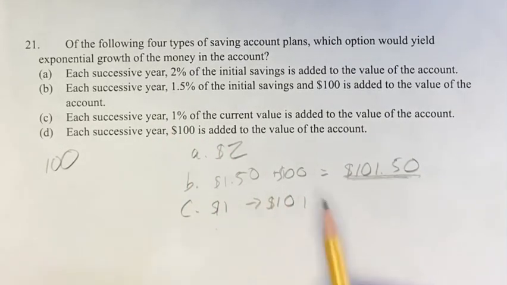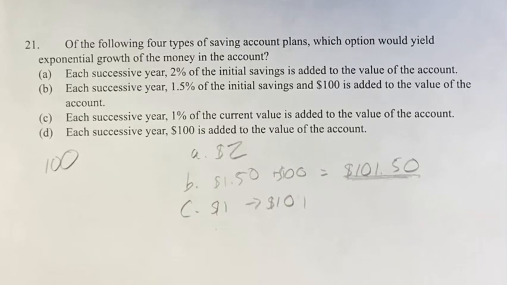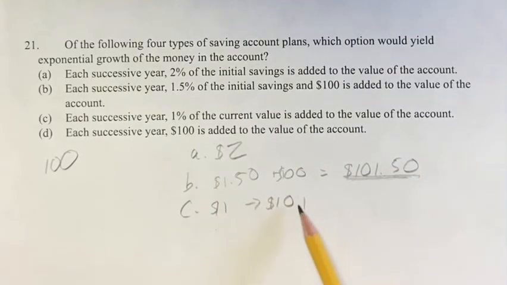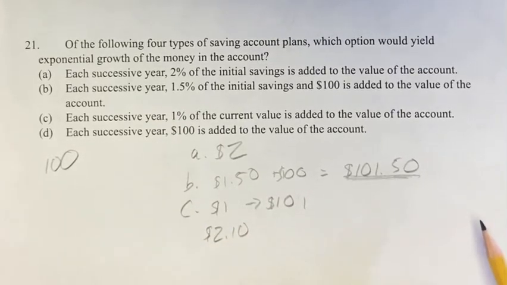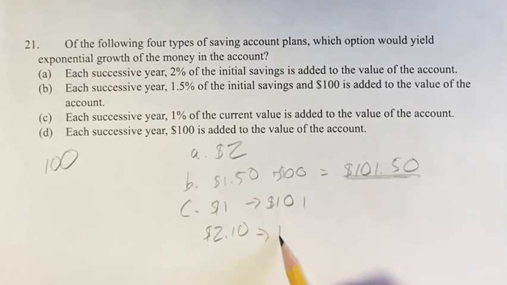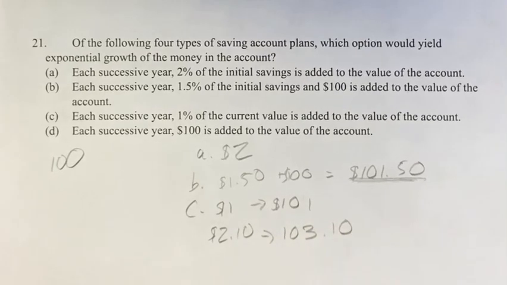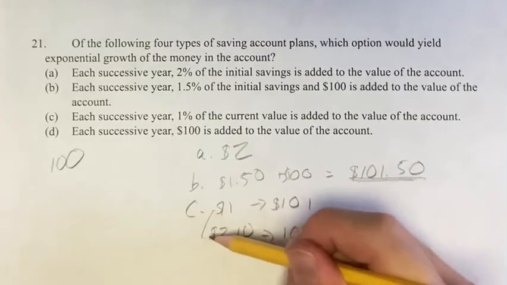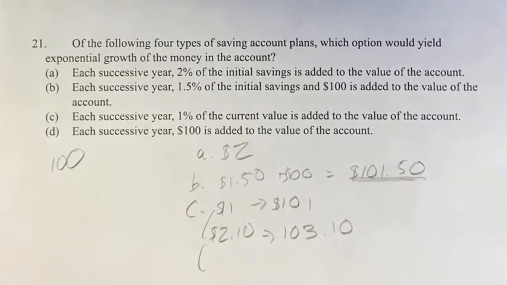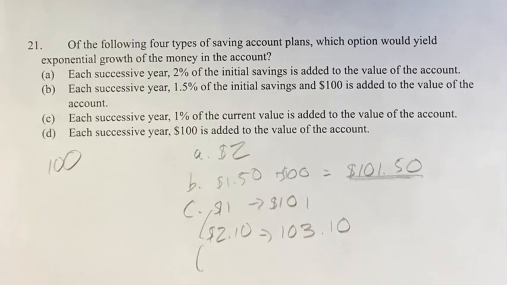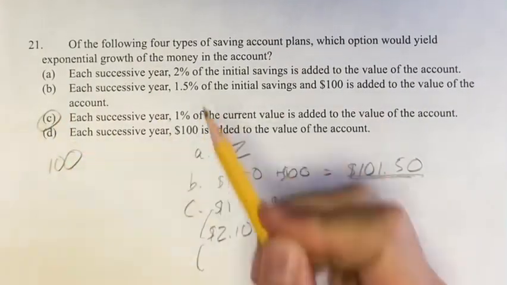And the growth in this next year is going to be slightly more, because 1% of 101 is slightly more than 1% of 100. It actually comes out to $2.10. And now, you're up to $103.10. And every year, this value is going to go a little bit bigger every time. And when your rate of change is increasing, that's exponential growth. So therefore, C is going to be your final answer.